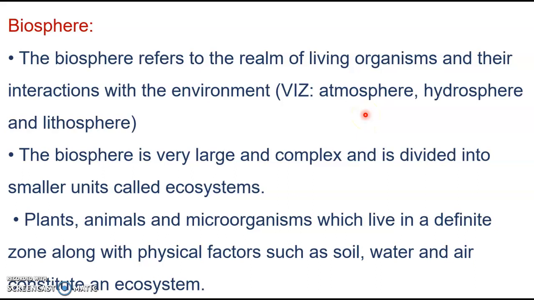The next segment of the environment is biosphere. The biosphere refers to the realm of living organisms and their interaction with the environment. We know that in the environment, living organisms interact with the atmosphere, hydrosphere and lithosphere. So it is a complex and very large system, which is divided into smaller units called ecosystems. What is an ecosystem? Plants, animals and microorganisms which live in a definite zone, along with the physical factors such as soil, water and air, constitute an ecosystem.